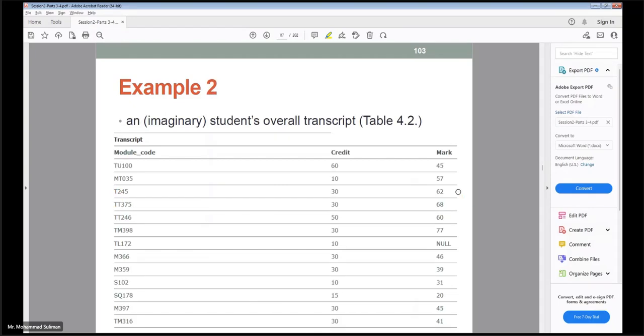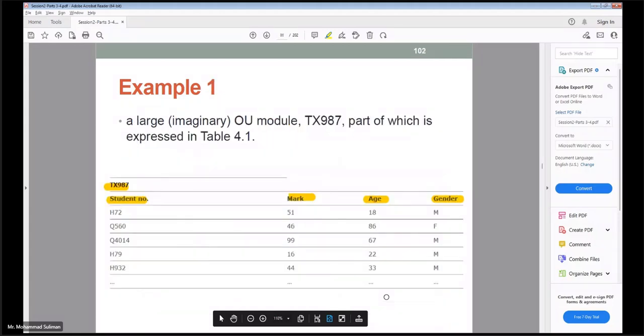This is another imaginary table, the overall script of one particular student. What is the module, the number of credits, and the marks in that module. So the student has taken a number of modules, their credit hours, and the marks taken by the student. Now we can apply the aggregation functions on these.